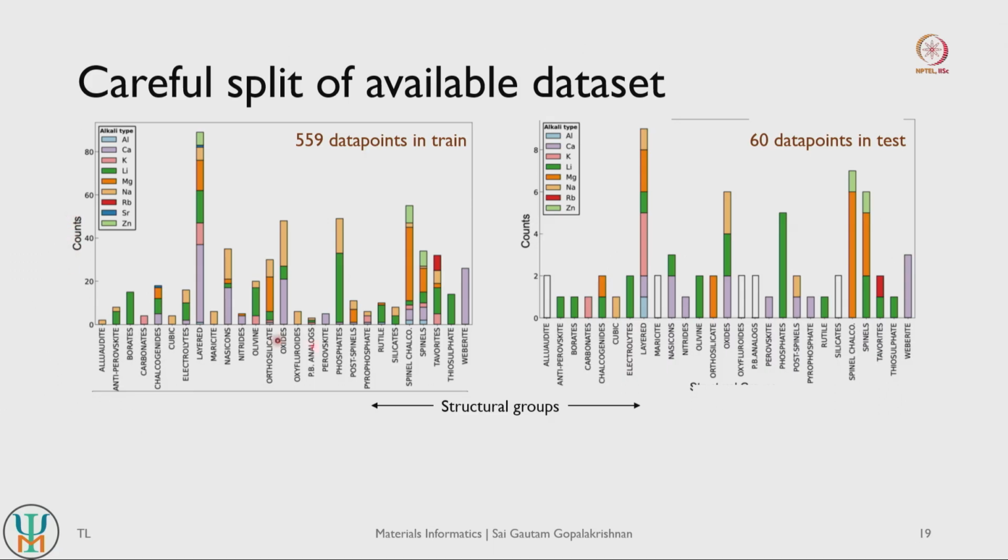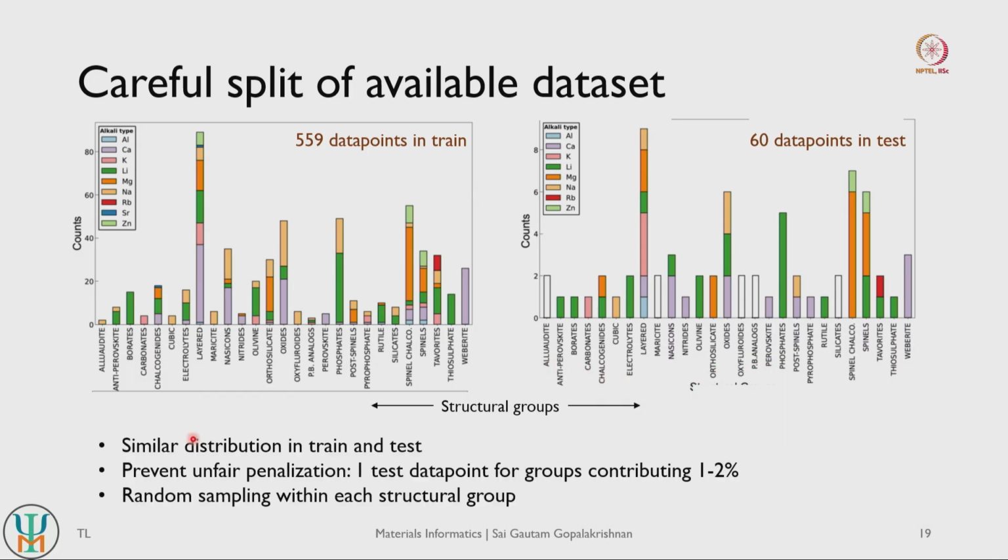I am just showing the histogram or the distribution of data sets across different structural groups that are commonly observed in battery systems per se. Right. There are a couple of things that we wanted to ensure when we created this test data set. We want to ensure that the distribution of the test set is fairly similar to the training data set, right? And we want to ensure that there is no unfair penalization of certain structural classes which are not very well represented in the training data set.